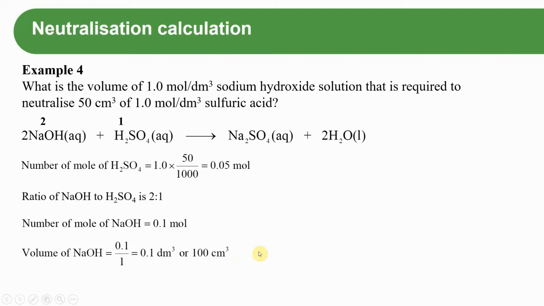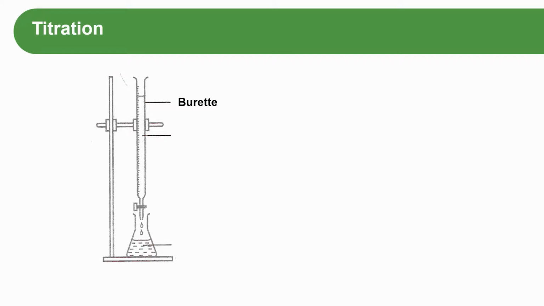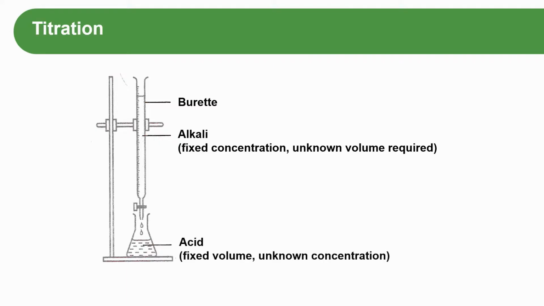So chemical reactions revolve around finding volume or concentration. I would just like to end with this experiment on neutralization. This method we call titration, whereby acid is titrated with alkaline. So the objective of this titration is to determine the amount of alkaline required to neutralize an acid. So let's look at this in detail. For acid, we place a fixed amount of acid, but the concentration is unknown.